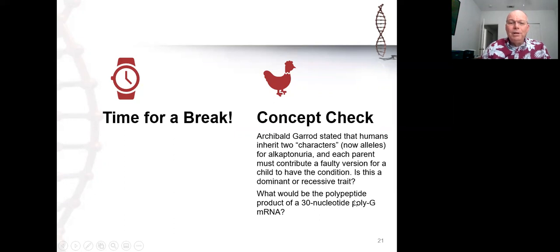And what would be the polypeptide product of a 30-nucleotide poly-G mRNA? So this is an easy one. I'll see you on the other side of the break with the answers.